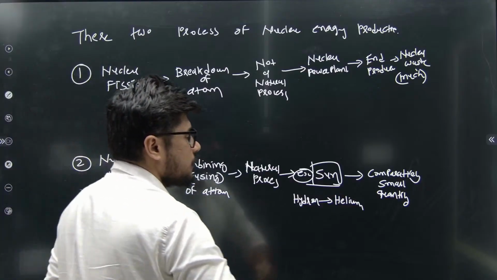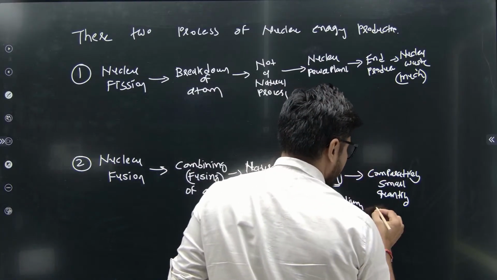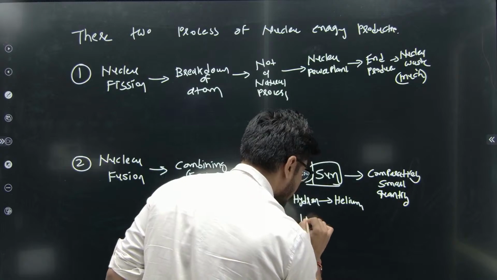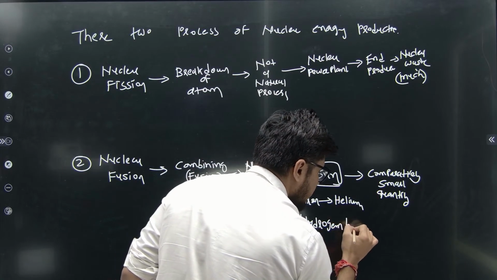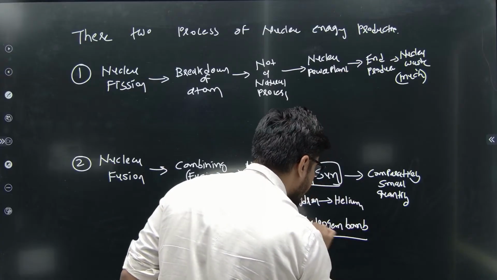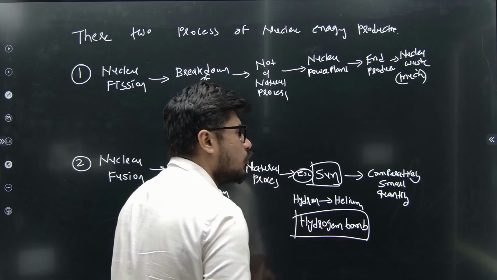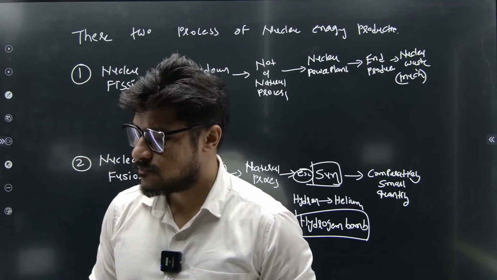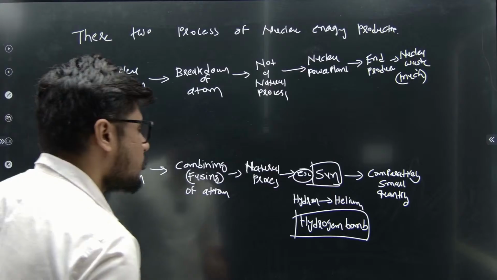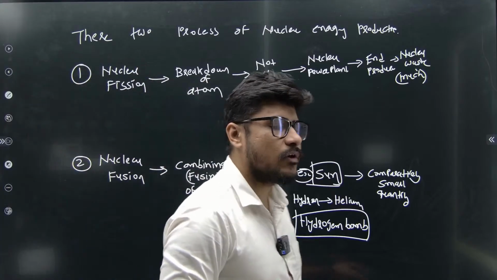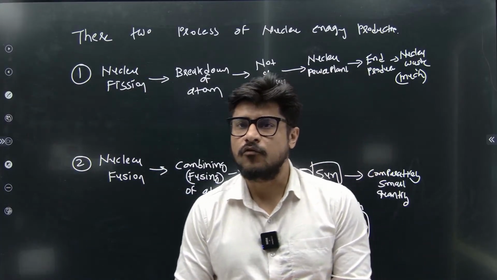So the hydrogen bomb is the example of a nuclear fusion process. The hydrogen bomb is the example of our nuclear fusion process.